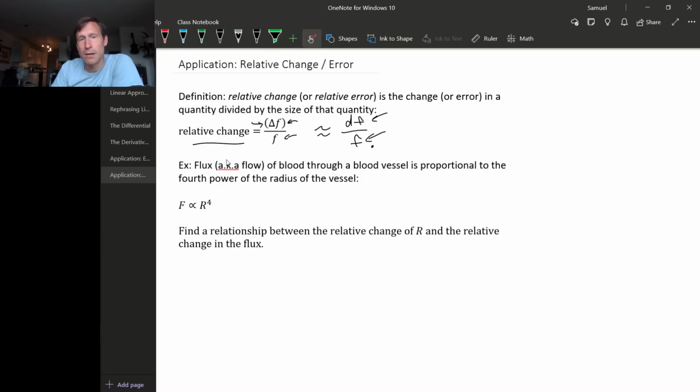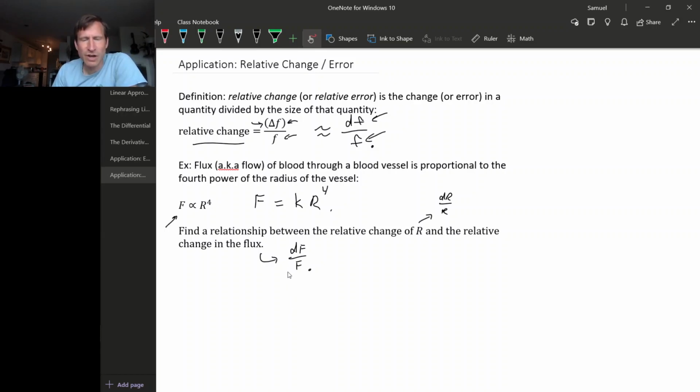As an example, it turns out that the flux or the flow of blood through a blood vessel is proportional to the 4th power of the radius of the blood vessel, so like this. When I say proportional, what that really means is that it's a constant times. So the flux is a constant, which we don't know, but let's call it k, times the 4th power of the radius, like this. So let's find a relationship between the relative change in r and the relative change in the flux. So the relative change in r, that's going to be dr over r, and the relative change in flux, that's going to be df over f.